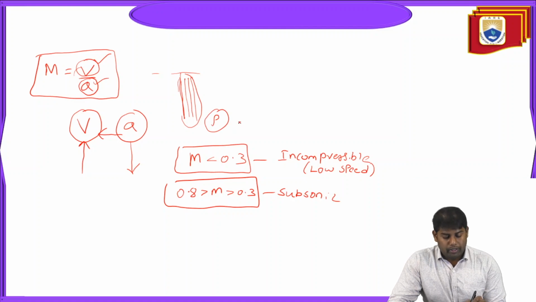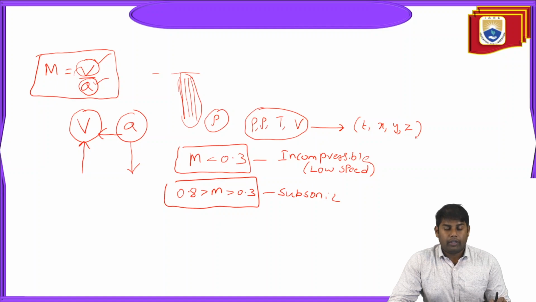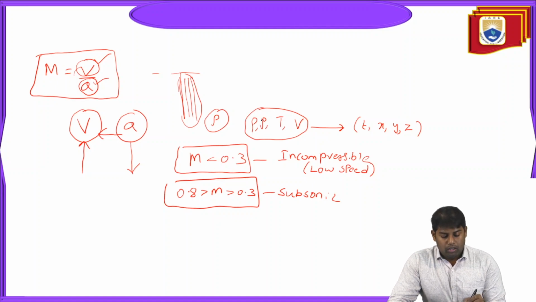Basically the flow parameters are pressure, density, temperature, velocity. These are the fundamental flow parameters, which will depend on time, x coordinate, y coordinate, and z coordinate. When the flow is incompressible, we say that the density parameter will not vary with respect to both time and space coordinates.